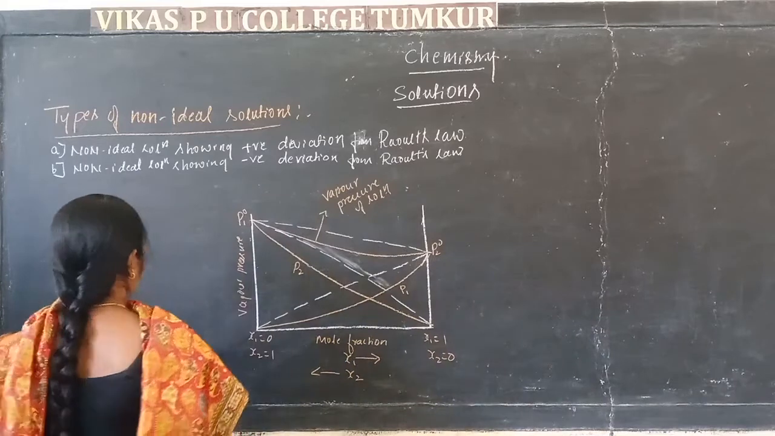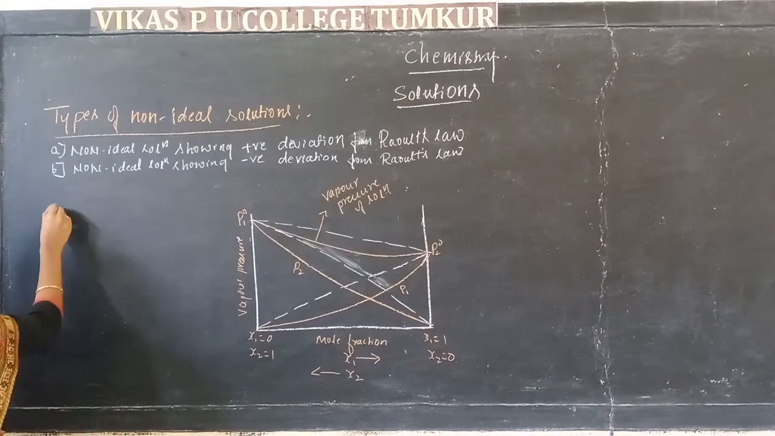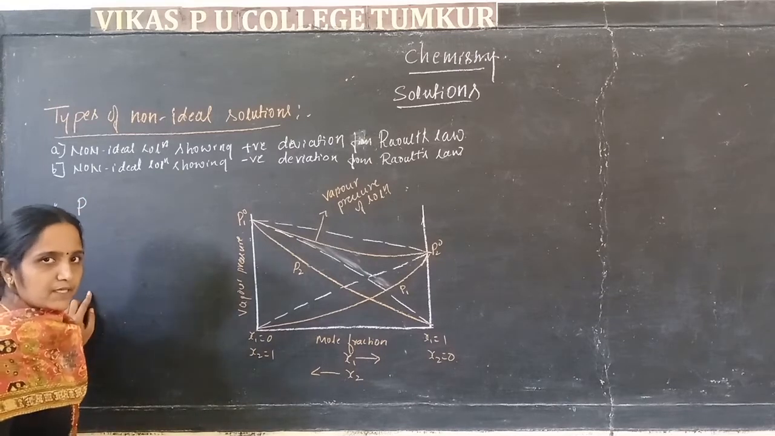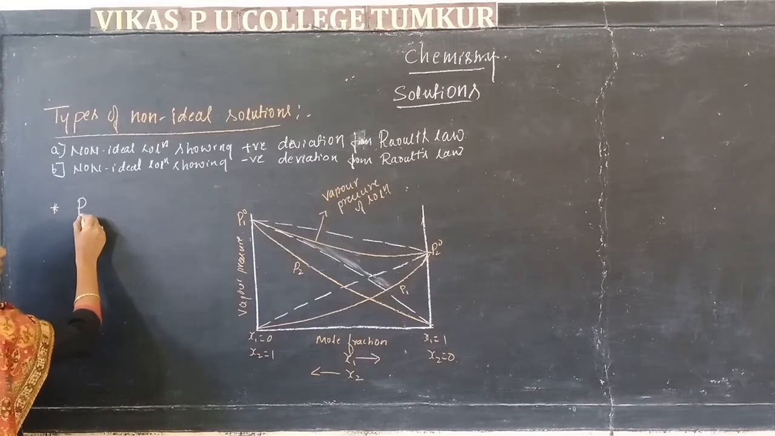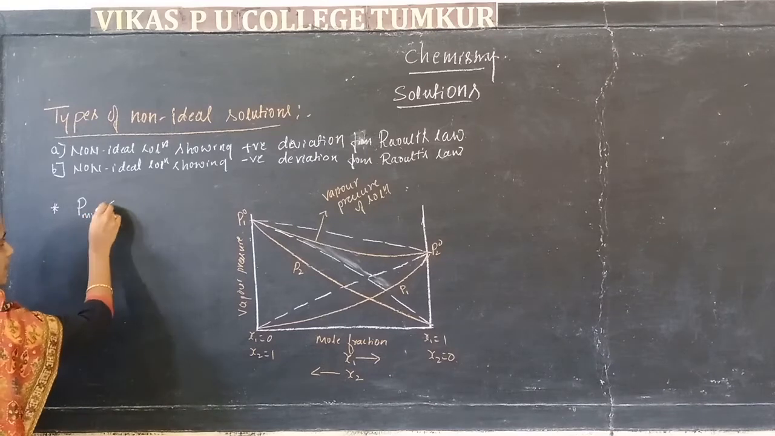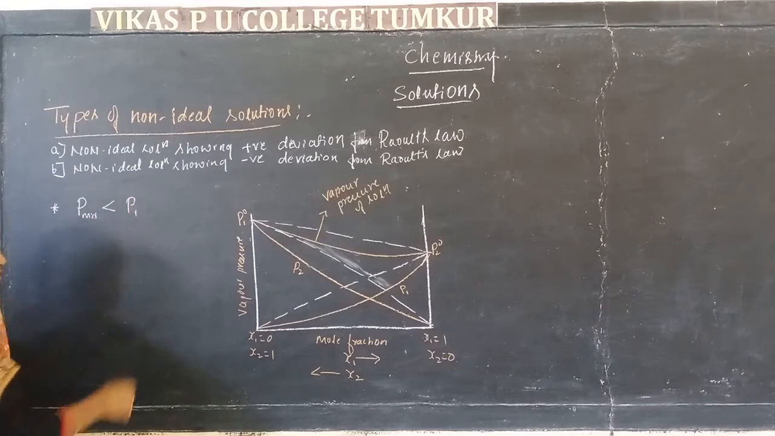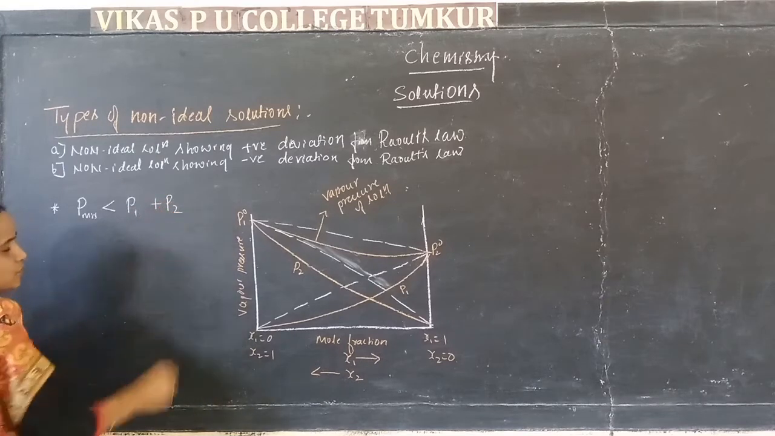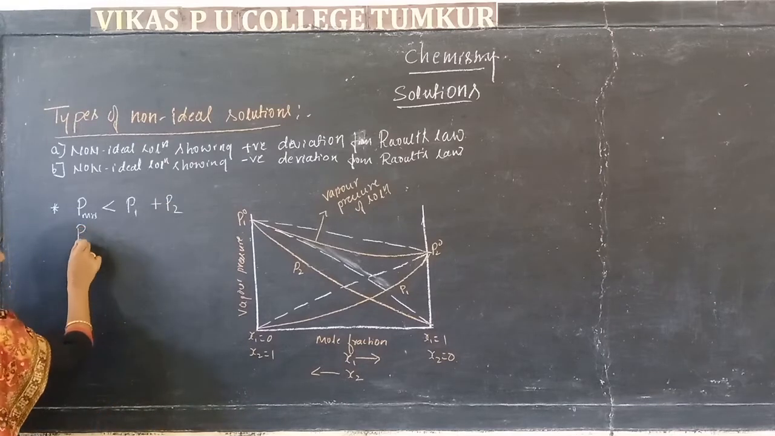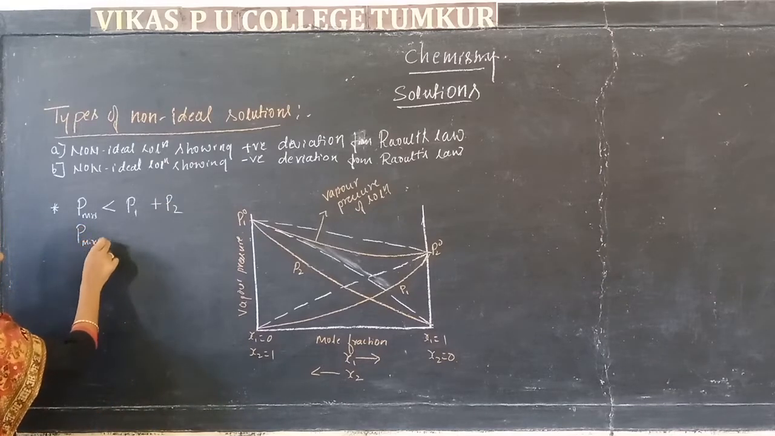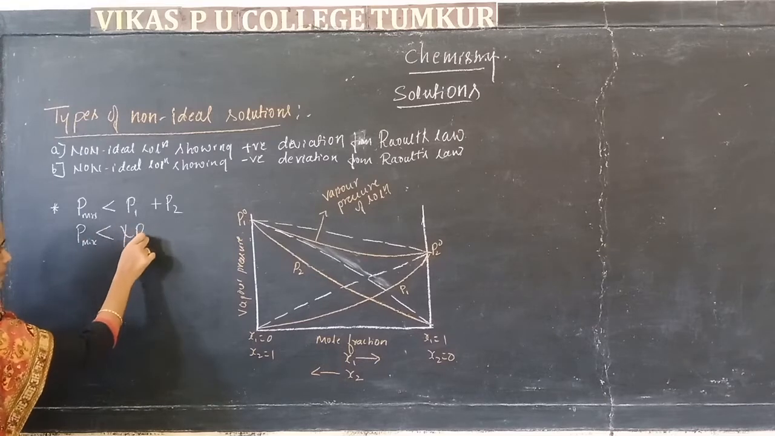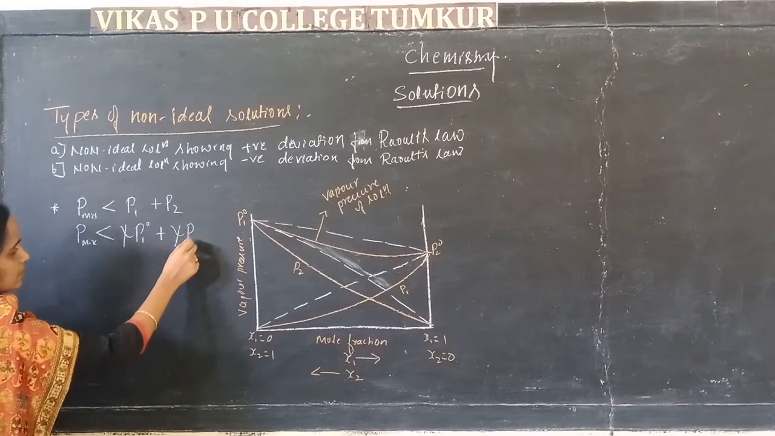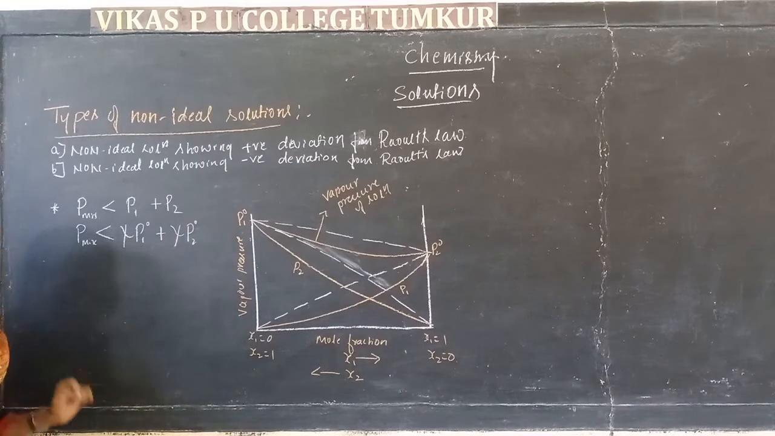That is the first characteristic, about the total vapor pressure of the solution, that is the mixture. It is going to be less than the sum of the partial vapor pressures of components 1 and 2. Otherwise we can say that the pressure of the mixture is less than the mole fraction of pure component 1 and the mole fraction of pure component 2. This is the first point.